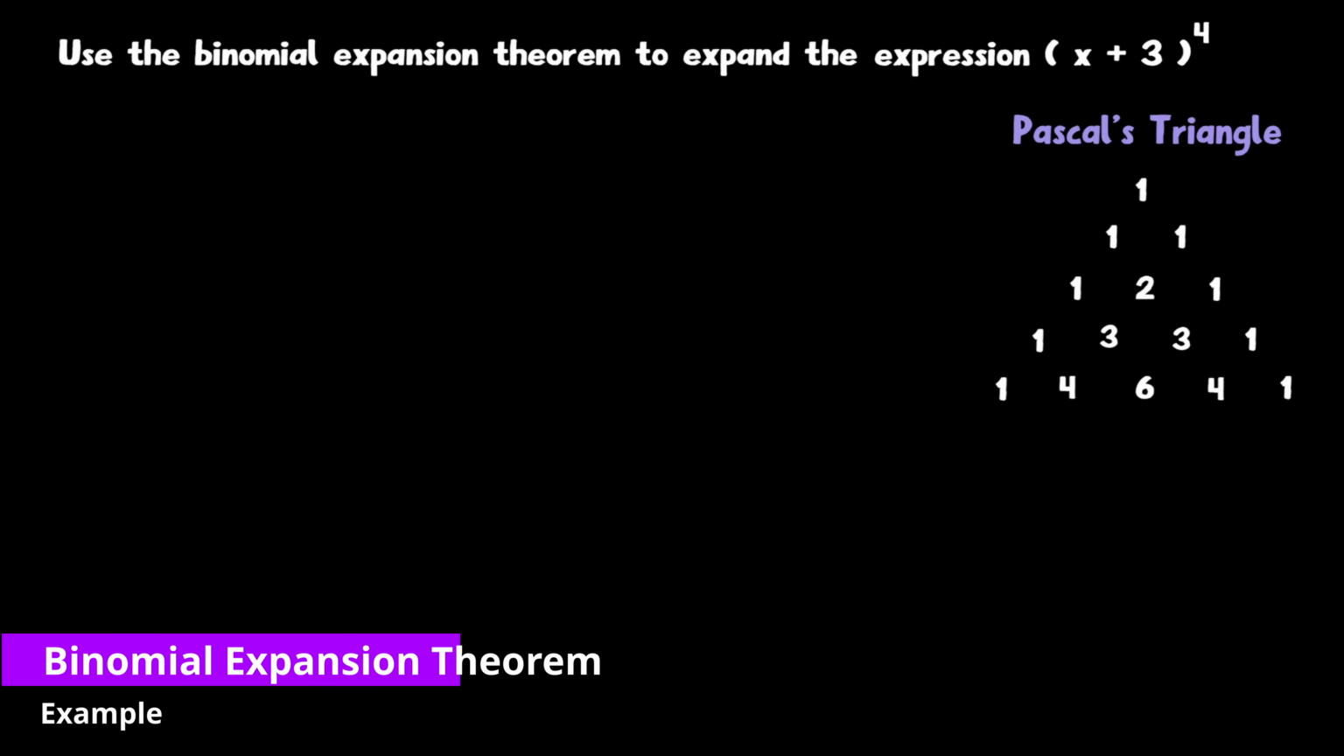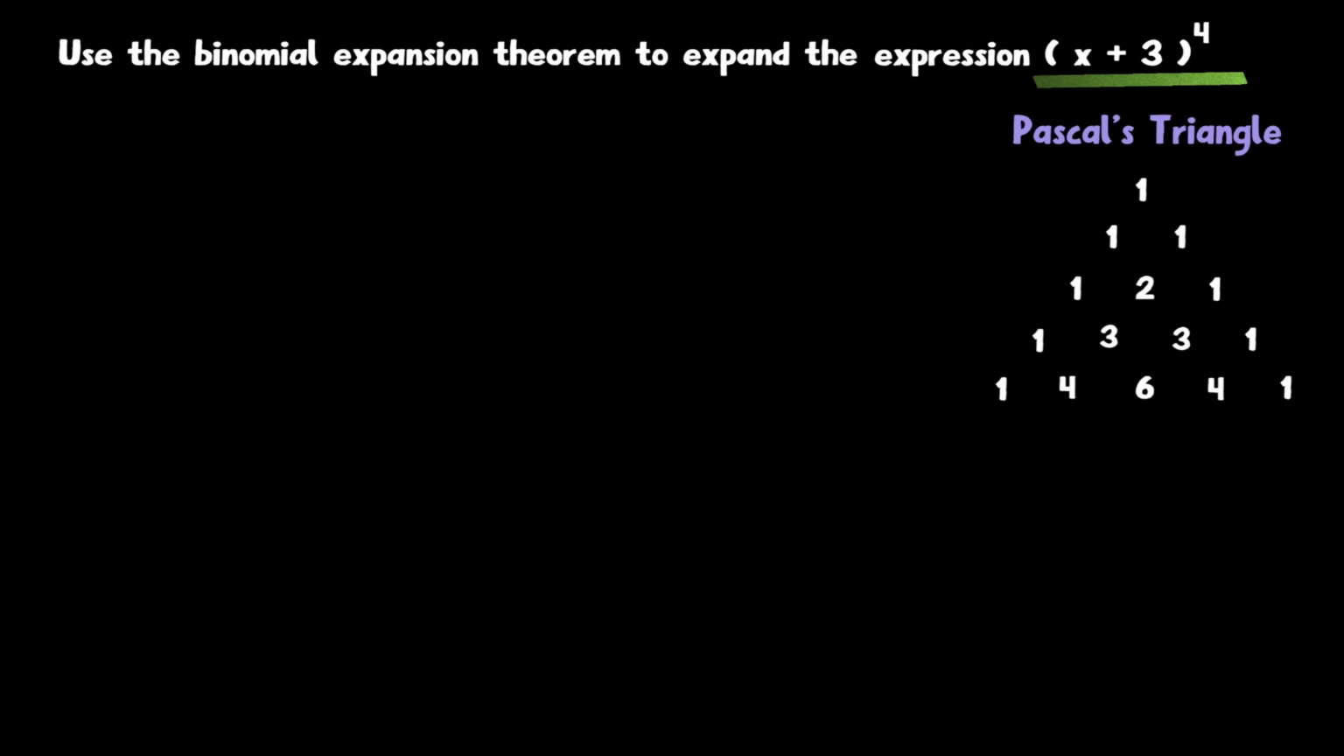So let's use the binomial expansion theorem to expand the expression x plus 3 all to the fourth. Let's start by identifying the first two terms in our expansion. The first term is x, and the second term is 3. Next, let's identify the exponent that we wanted to raise it.